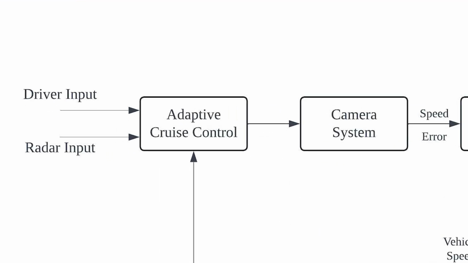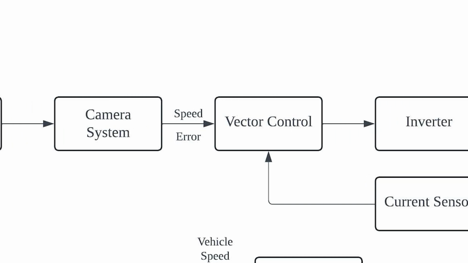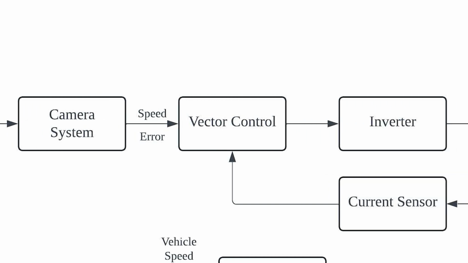We begin with the driver input, where the driver activates the ACC system, and the radar sensor that detects the surrounding vehicle. The detected vehicle data is transmitted to the data processing unit, or the electronic control unit. Here, the information is analyzed to determine the relative speed and distance of the detected vehicle.